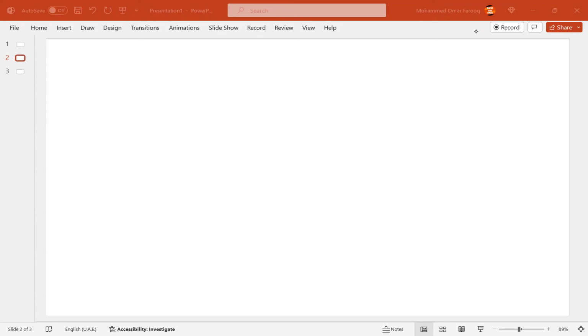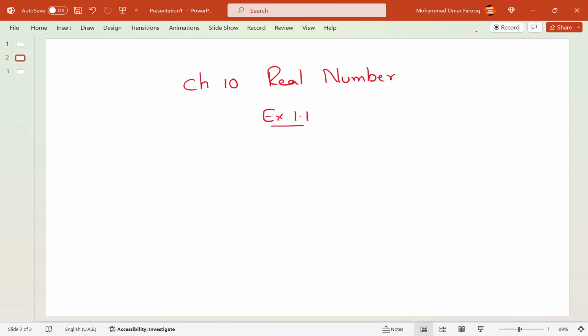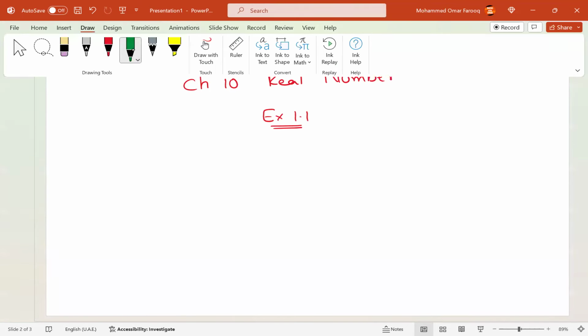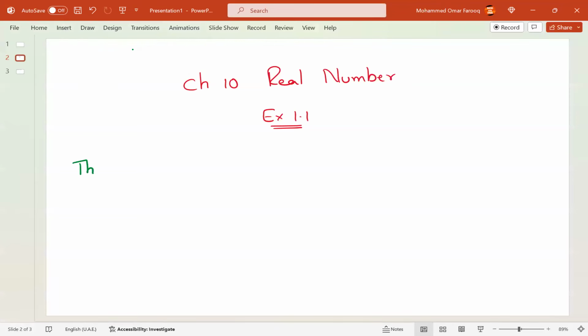And today we are going to see chapter number 10, Real Numbers, exercise 1.1. So before going to exercise 1.1, I just want to remind you about the fundamental theorem of arithmetic.